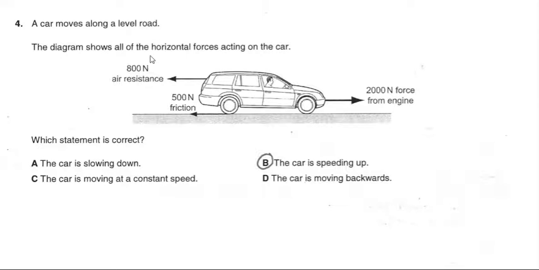Question 4. A car moves along a level road. The diagram shows all of the horizontal forces acting on the car. So we've got air resistance, friction acting against the motion, and we've got 2,000 newtons producing the motion. Which statement is correct? It's the car is speeding up. Why? Because 800 plus 400 only comes to 1,300, and that's less than 2,000. So there's a net forward force, which means that the car will be increasing in velocity.